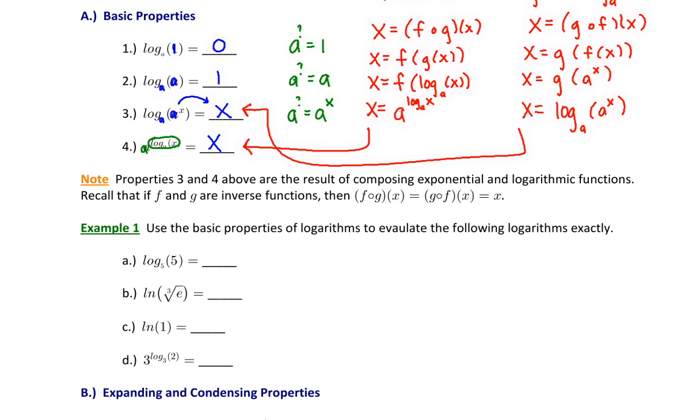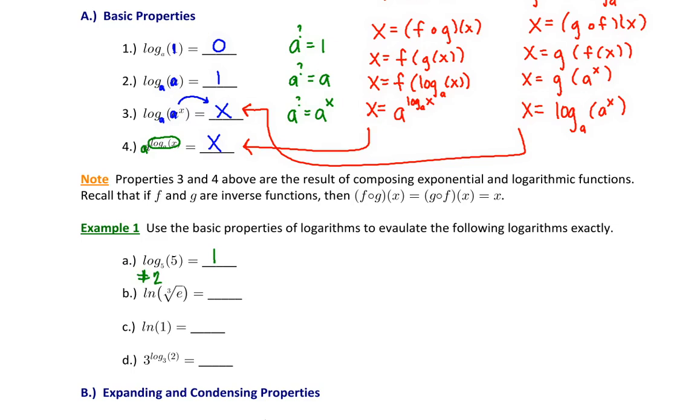Let's try this on example 1. Use the basic properties of logarithms to evaluate the following logarithms exactly. So on example A, we have log base 5 of 5. Notice the base of the logarithm and the argument match. This follows the pattern of property number 2. So we end up with 1. Log base 5 of 5 is equal to 1.